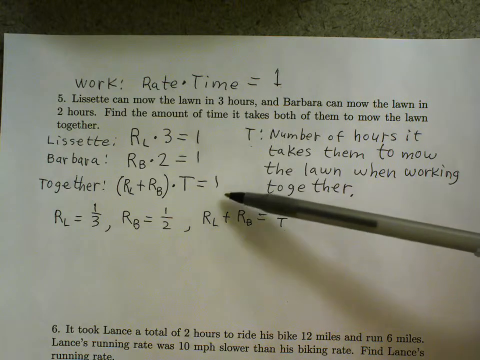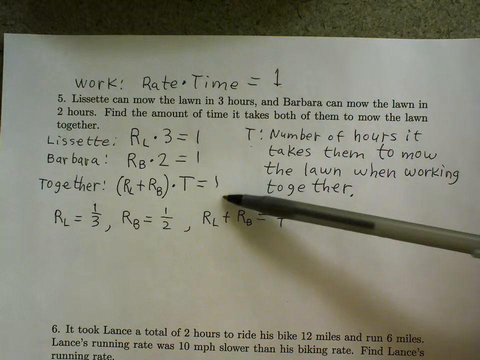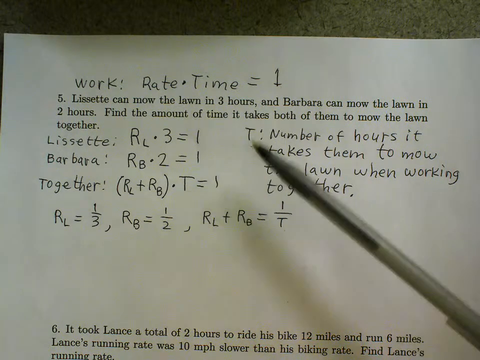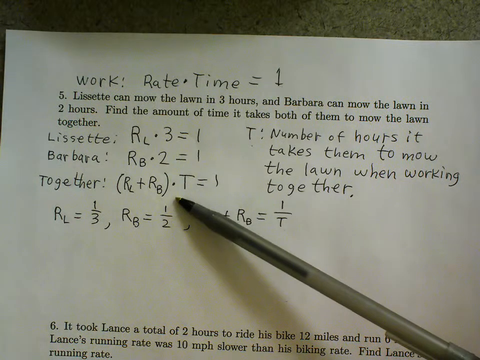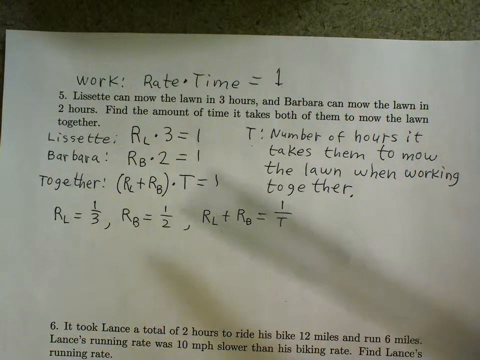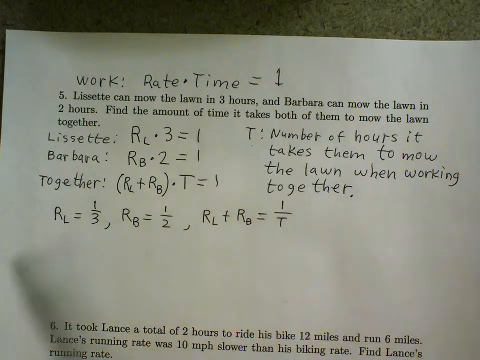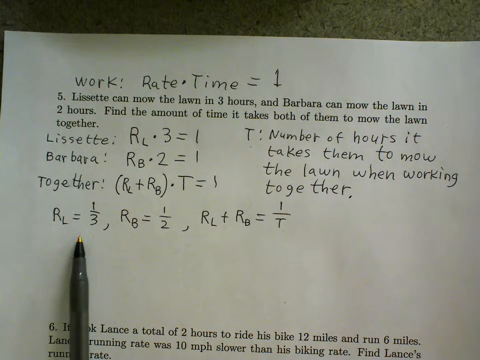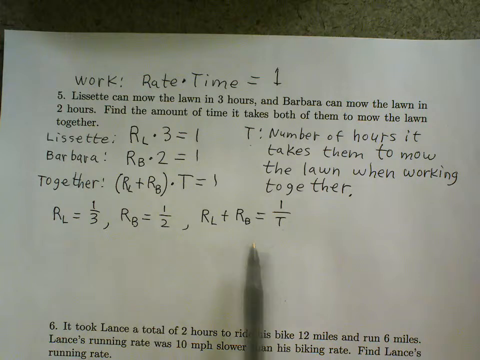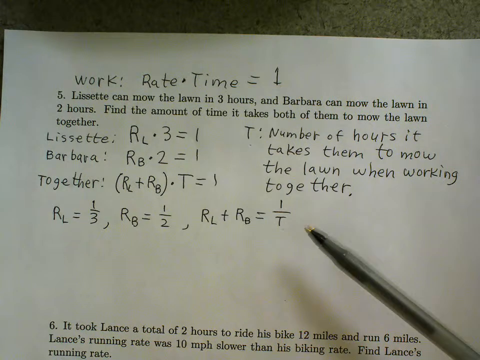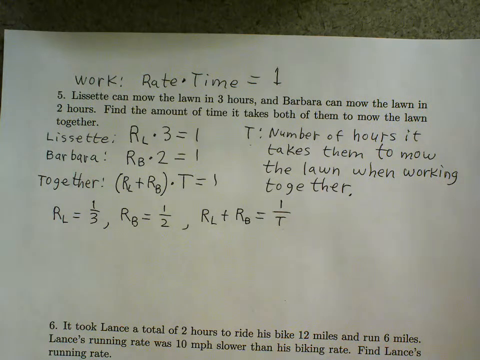And a rate times time equals 1 equation for when they work together. And in that one, we assign a variable T to represent the amount of time it takes them working together to mow 1 lawn. Then we solve each of those equations for the rates. Lizette's rate is 1/3. 1/3 of the lawn can be mowed per hour. Barbara's rate is 1/2 of a lawn per hour. And when they work together, we're representing the rate as 1/T. Okay, so now what? What's the next step?